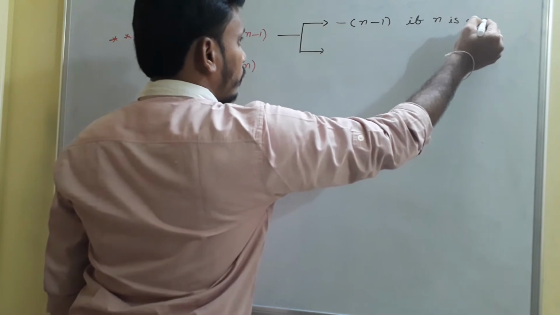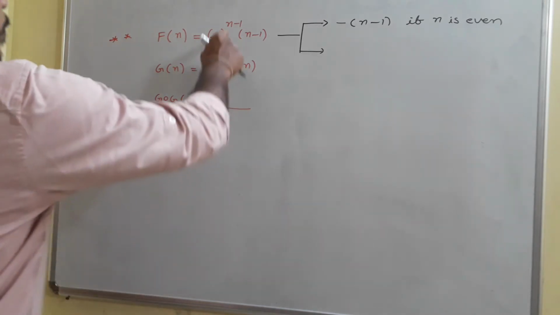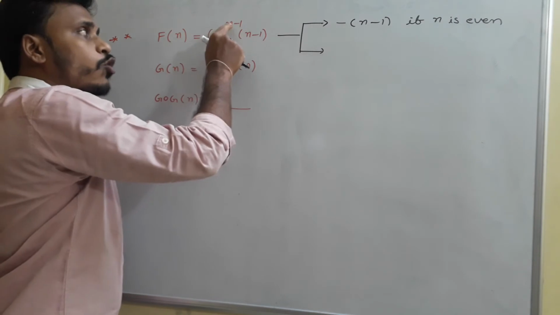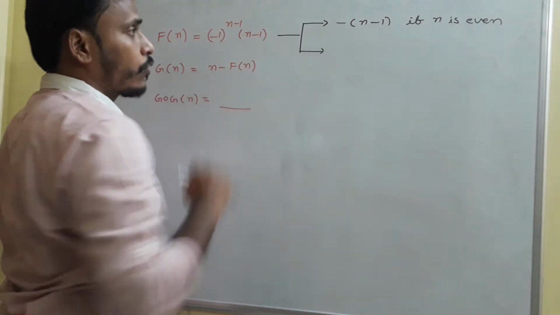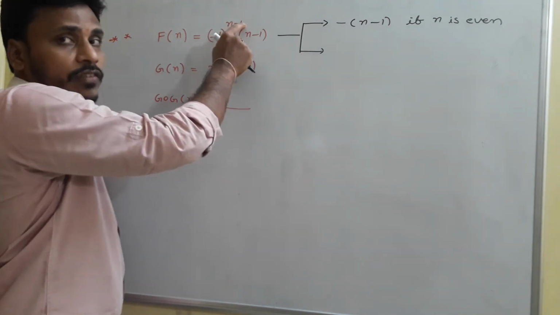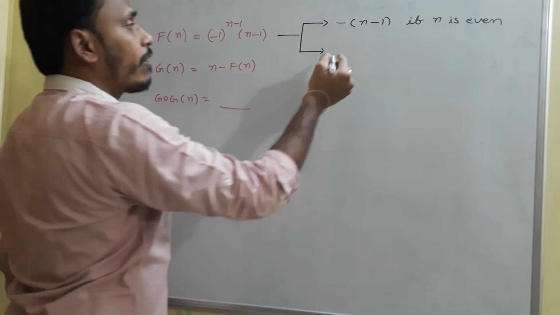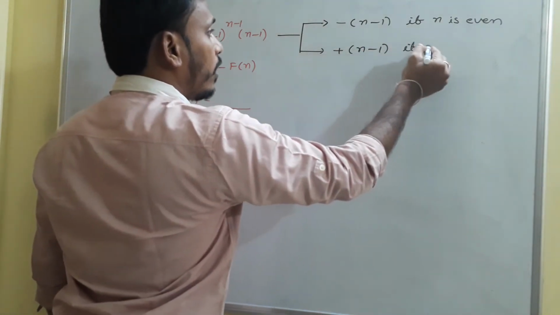Just have a look. If n is an even number, n minus 1 is odd. Since even number minus 1 is odd, the power is odd, and minus 1 to the power odd number is minus, so minus of n minus 1. Whereas if n is odd, this odd minus 1 is even, so minus 1 to the power even will become plus, so plus of n minus 1 if n is odd.